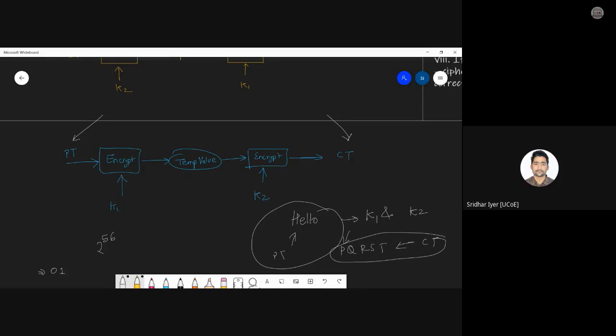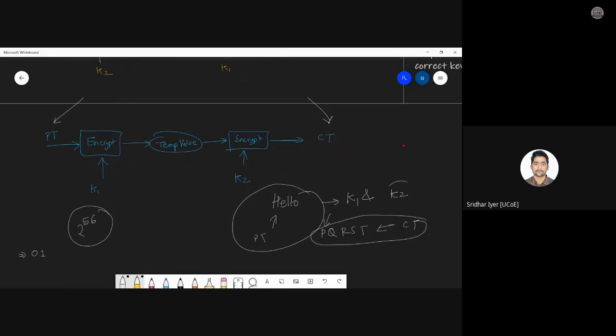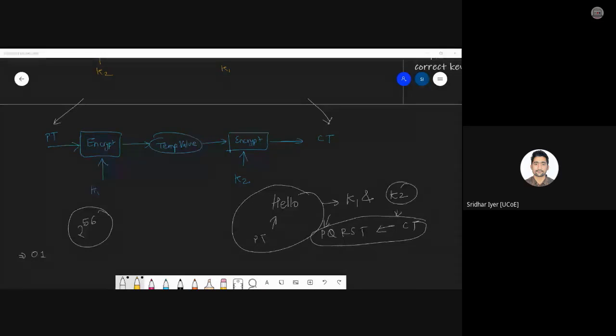Fine. So what I will do, I will first of all encrypt this hello with 2 raised to 56 possible combinations of keys. That is K1. Similarly, I will try to decrypt this PQRST with 2 raised to 56 possible combinations of K2. Am I making sense now? I'm encrypting hello and decrypting PQRST simultaneously from both the sides. Is it making sense? Kindly let me know. Are you understanding what I'm trying to explain?